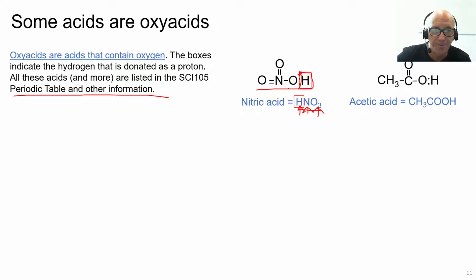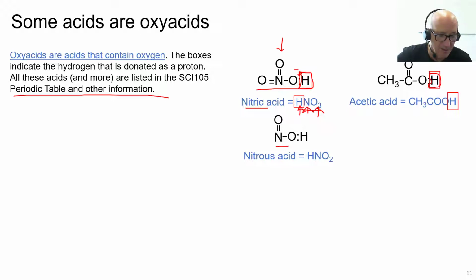Here's another one, and of course when you do end up with NO3 1- here, this is your polyatomic ion. Here's another one. This is acetic acid. Again, you don't have to remember these. They're in your periodic table. Obviously, this is the candidate here, this guy, and that one leaves. And here's another one, nitrous acid. Notice the difference in the name here. This is nitric. This is nitrous acid.